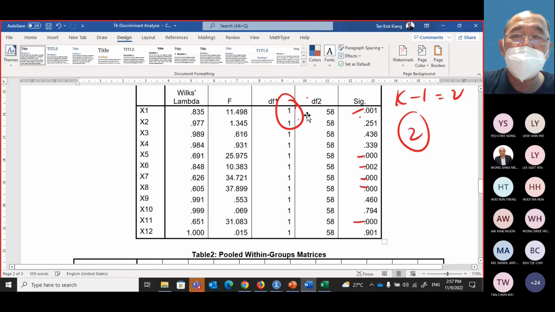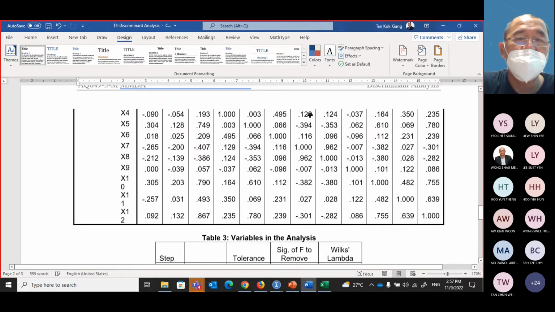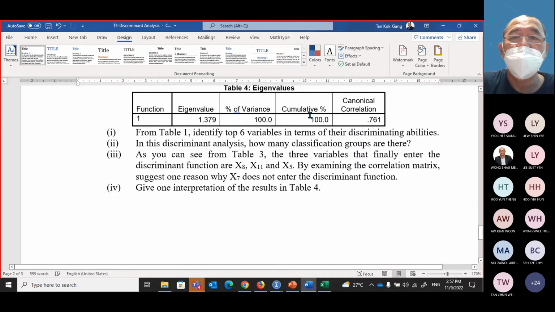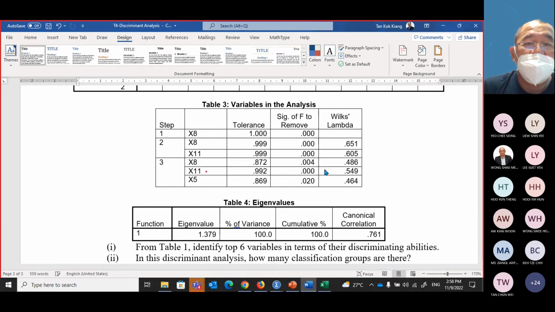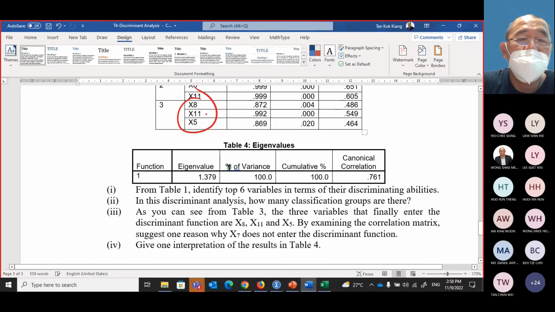So if not, now we see. As you can see from table 3, the 3 variables that finally enter the function: 8, 11, 5. Okay, 8, 11, 5. So they refer to this table.